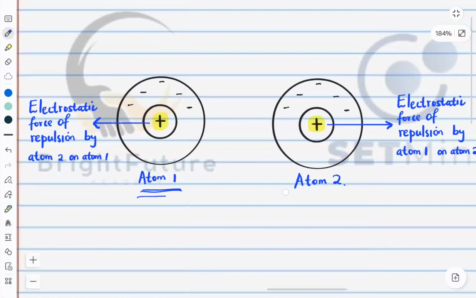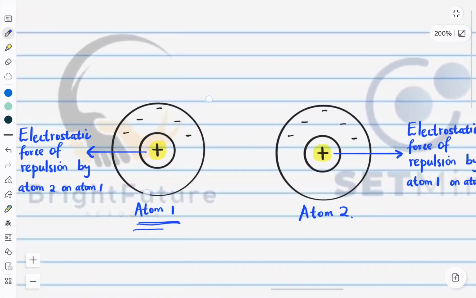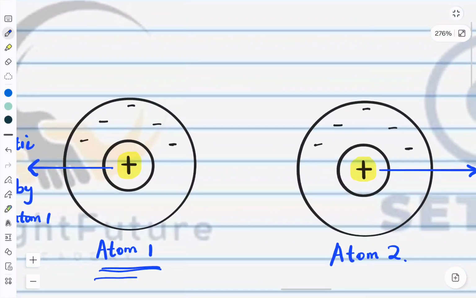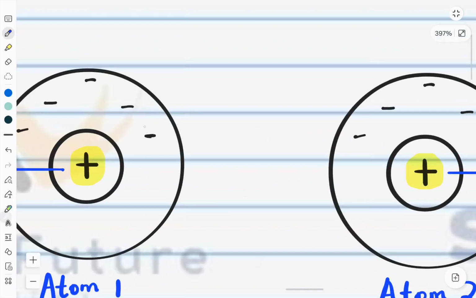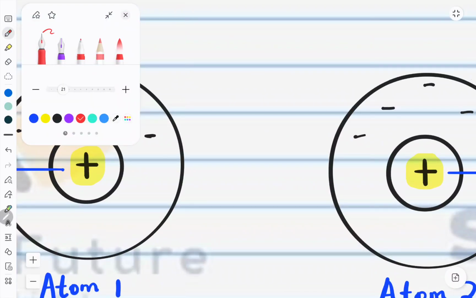So now if we bring the focus to the cloud of electrons surrounding these two atoms, let's say we focus on this one.